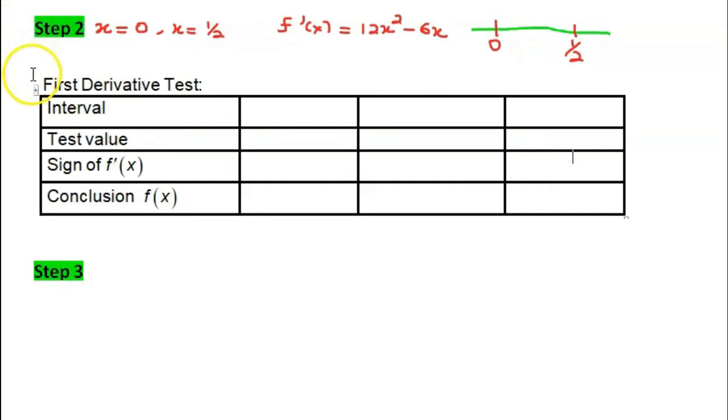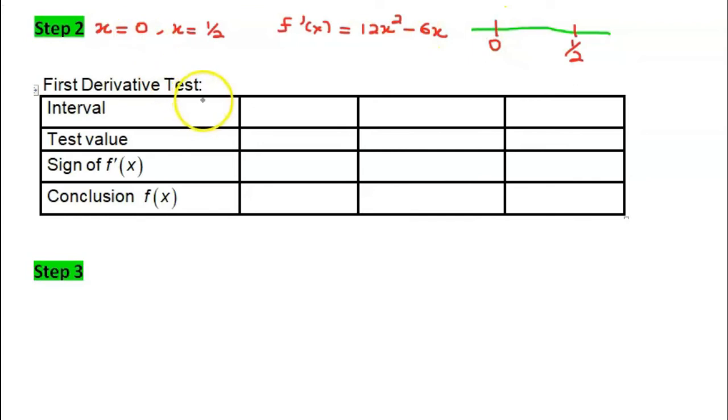Step 2. Now we will perform the first derivative test using this table format. Before that, we need some information such as the critical numbers that we obtained earlier, the derivative of the function involved, and the number line representing critical numbers in increasing order.